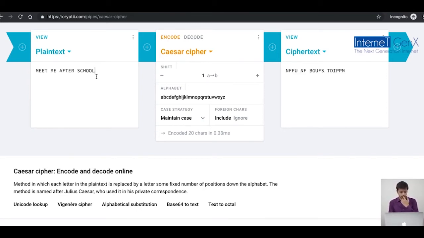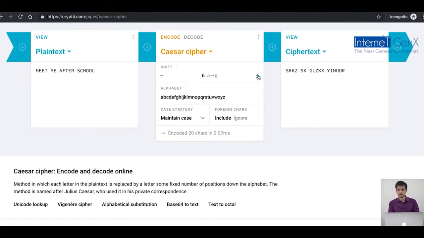So I converted this "meet me after school", and now I shifted it by 1. You can see the shift is 1. So you see M becomes N, similarly T becomes U, and so on and so forth. So this becomes a ciphertext, right? Now what we can do is increase the shift. With a shift of 2, for example, C becomes E, and E becomes G or something like that.